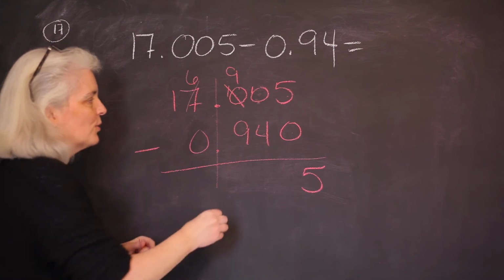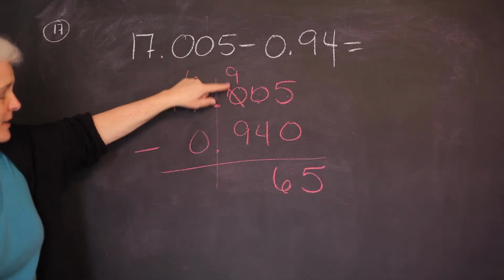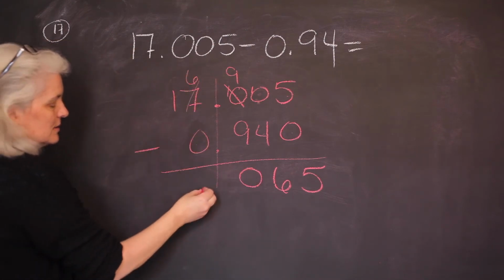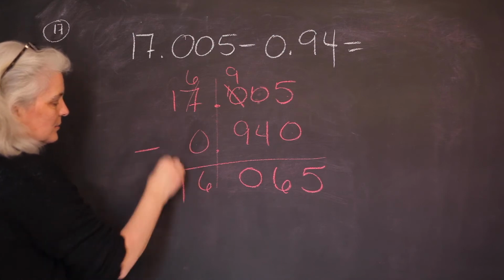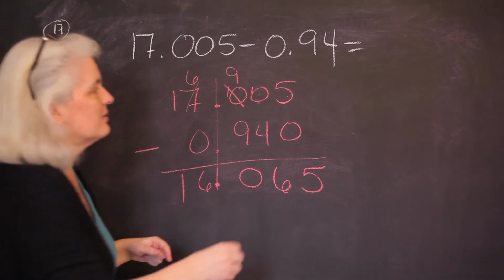10 hundredths minus 4 hundredths gives me 6 hundredths. Then I have 9 tenths minus 9 tenths, 0 tenths. 6 minus 0 is 6, and 10 minus 0 is 10. So I have 16 and 65 thousandths.